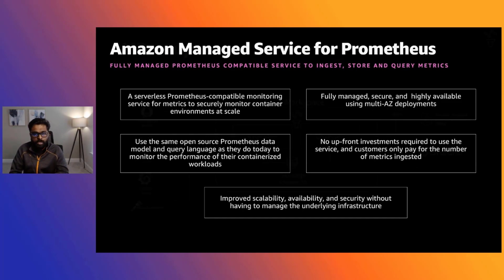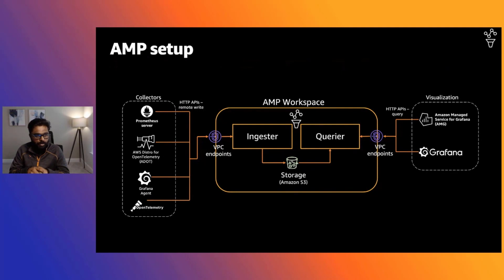For Prometheus, this is how the setup looks. The orange rectangle that you see in the middle is basically the Prometheus workspace, or the AMP workspace.